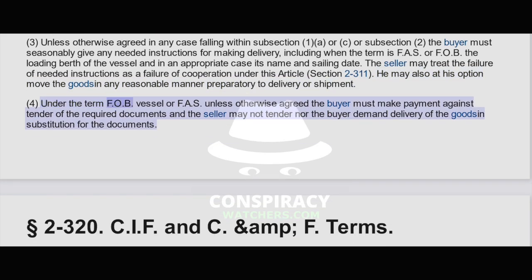Under the term FOB vessel or FAS, unless otherwise agreed, the buyer must make payment against tender of the required documents, and the seller may not tender nor the buyer demand delivery of the goods in substitution for the documents.